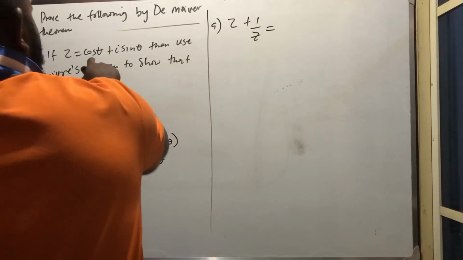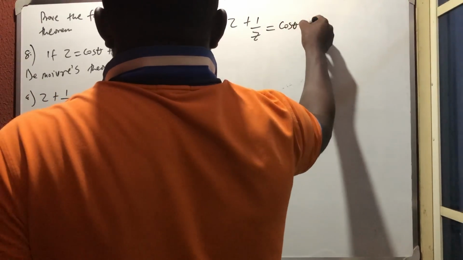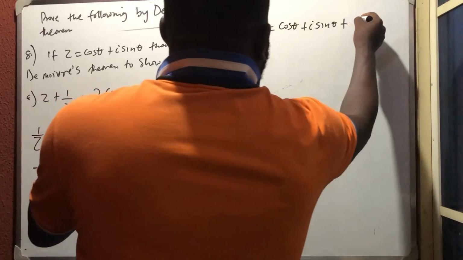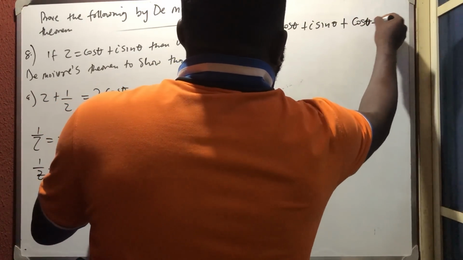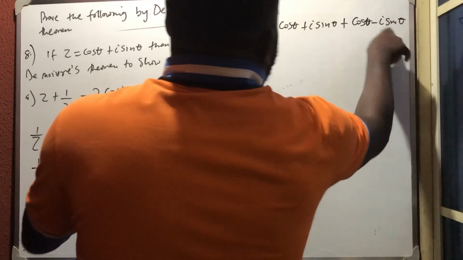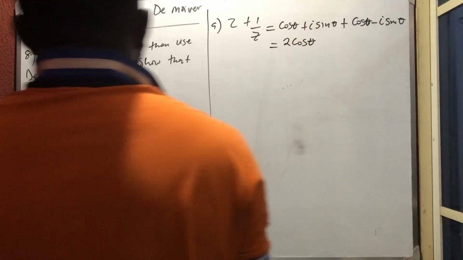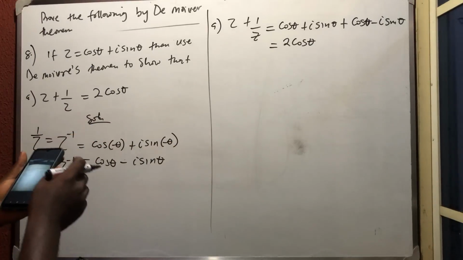So since they gave us, we should find a, which is z plus 1 over z. What is our z? They have given us cos theta plus i sine theta, then plus cos theta minus i sine theta. So this and this is gone, and I'm left with this plus this, which is 2 cos theta. Proved. Very, very simple.